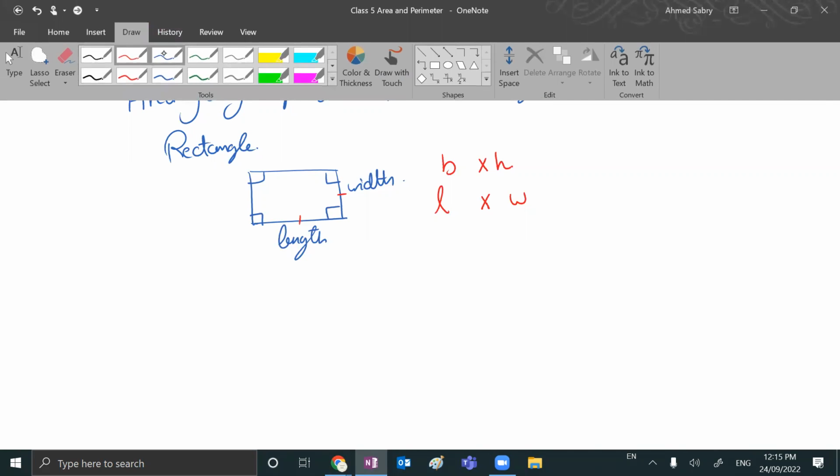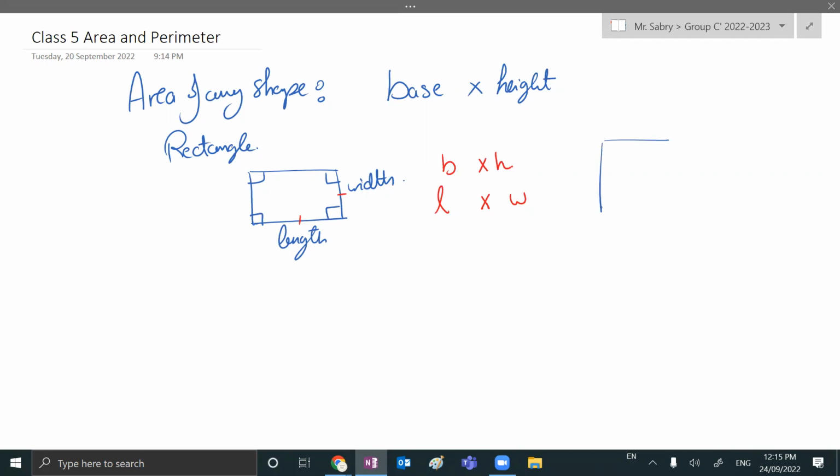Same thing would apply, for example, on a square. But the square has all its sides equal to each other. And we don't call them length and width, we actually call them sides. So the area of the shape would be base times height, which is side times side, which is side squared.